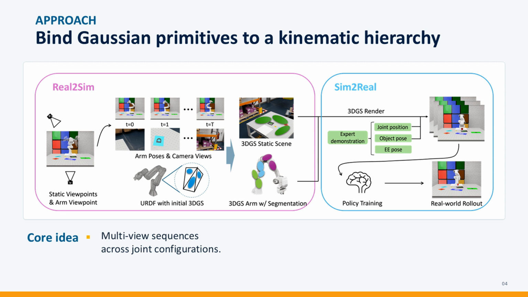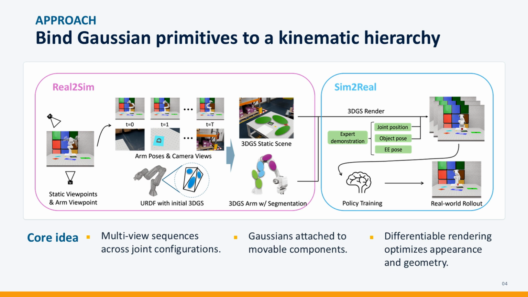Our key idea is to bind Gaussian primitives to the object's kinematic hierarchy. Dynamic multi-view sequences provide observations across joint configurations, and differentiable rendering refines both appearance and geometry while preserving which movable component each Gaussian belongs to.